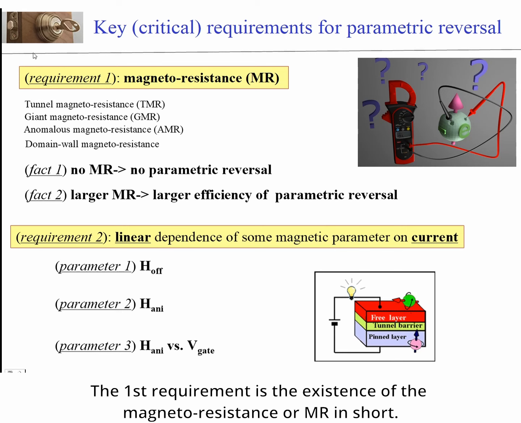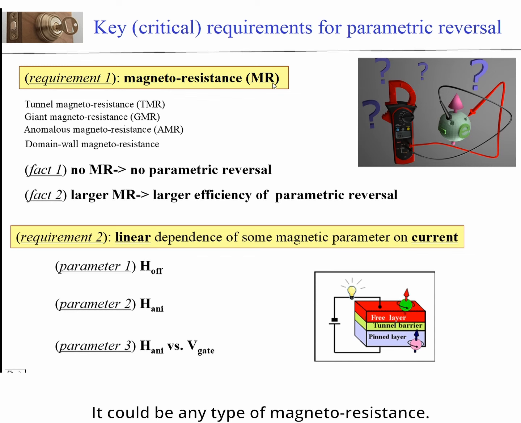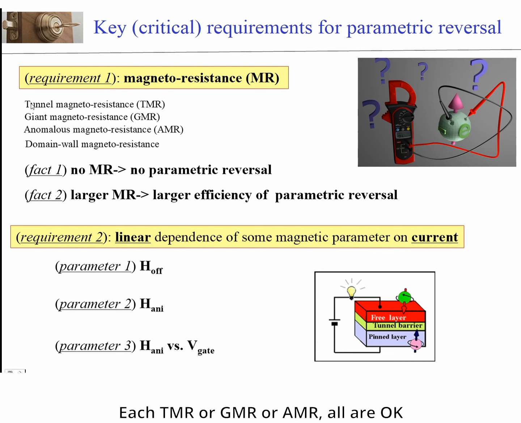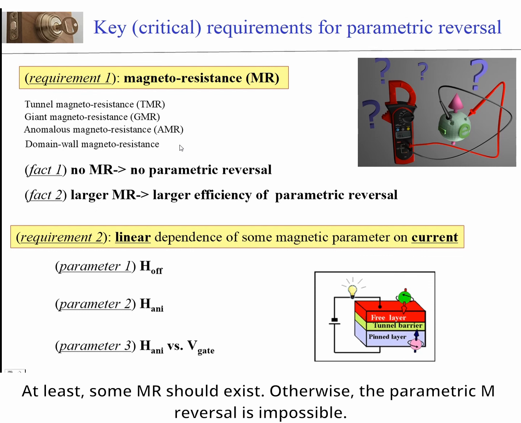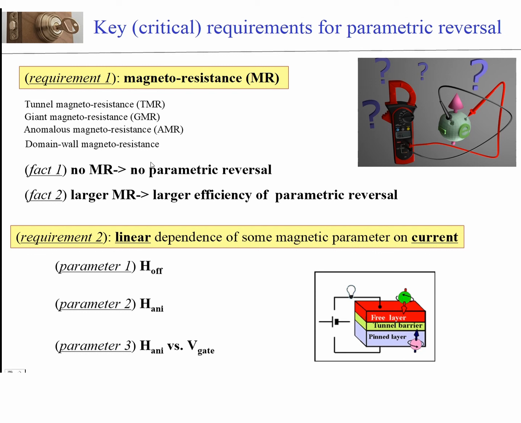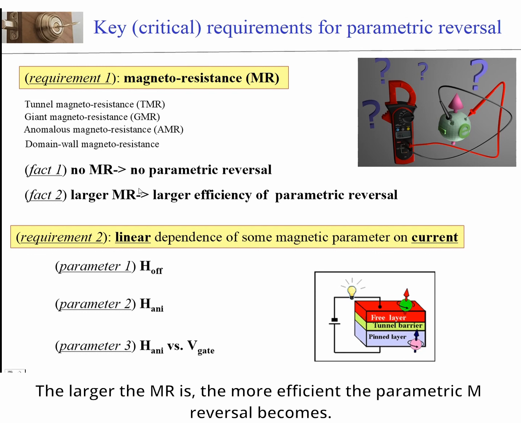The first requirement is existence of magnetoresistance, or MR in short. It could be any type of magnetoresistance, e.g., the tunnel magnetoresistance, or giant magnetoresistance, or anomalous magnetoresistance, or domain wall magnetoresistance. All are okay. At least some magnetoresistance should exist. Otherwise, the parametric magnetization reversal is impossible. The larger magnetoresistance is, the more efficient the parametric magnetization reversal becomes.